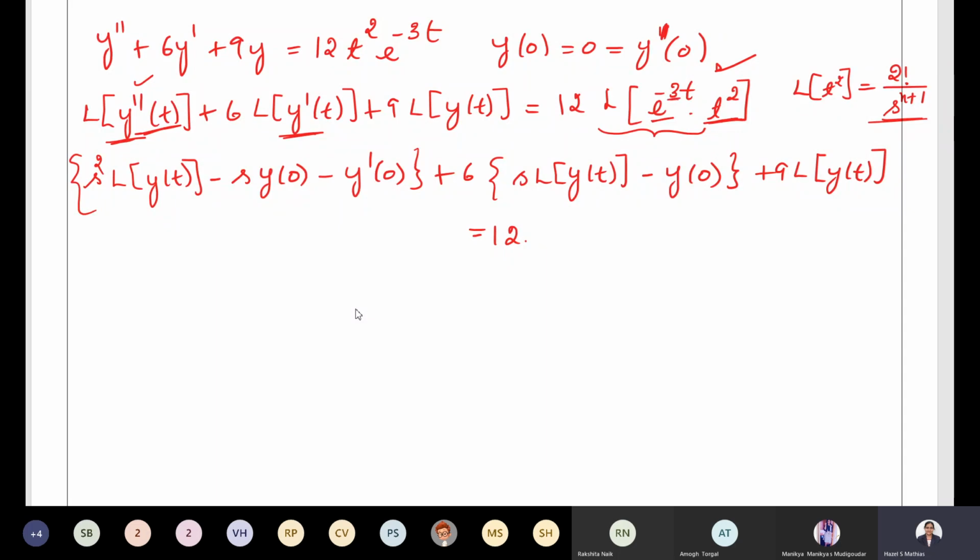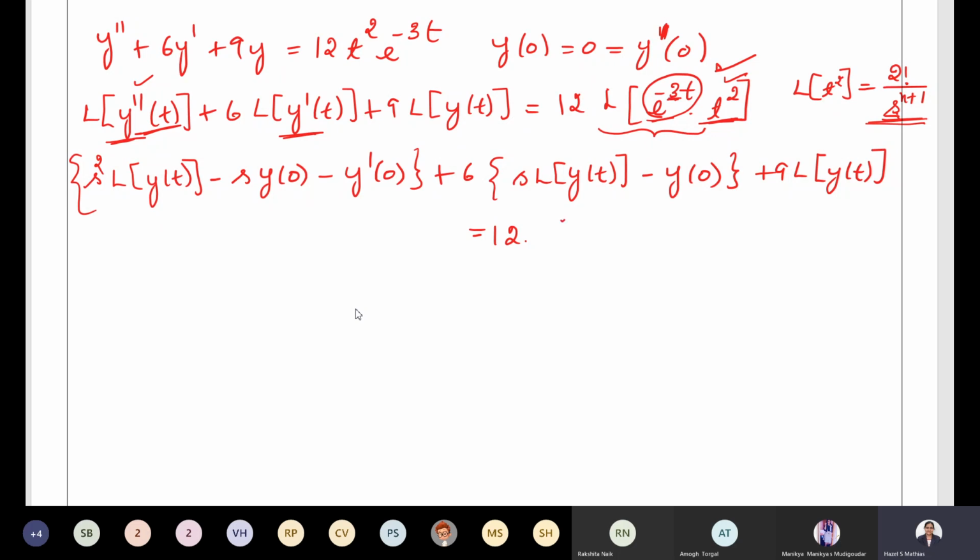Here a will be minus 3. So wherever s is there, you have to replace it by s plus 3. That was the first property we have discussed in Laplace transform. So according to that, the Laplace transform of e power minus 3t into t square: find the Laplace transform of t square, which is 2 factorial by s power n plus 1. Then this s has to be replaced by s minus of minus 3.